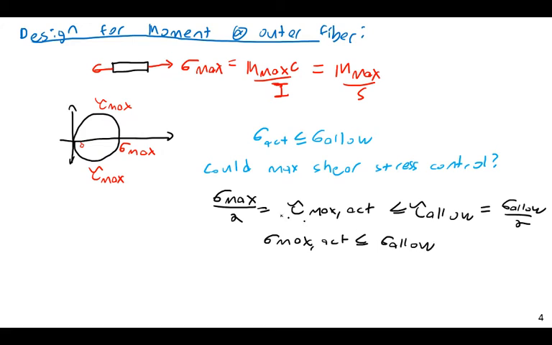The same thing that we had before. Here the actual shear stress is going to be half the actual max normal stress. However, the allowable shear stress is actually half the allowable normal stress. So if one is good, the other is good. We really don't have to worry about it. We only have to worry about the maximum normal stress.